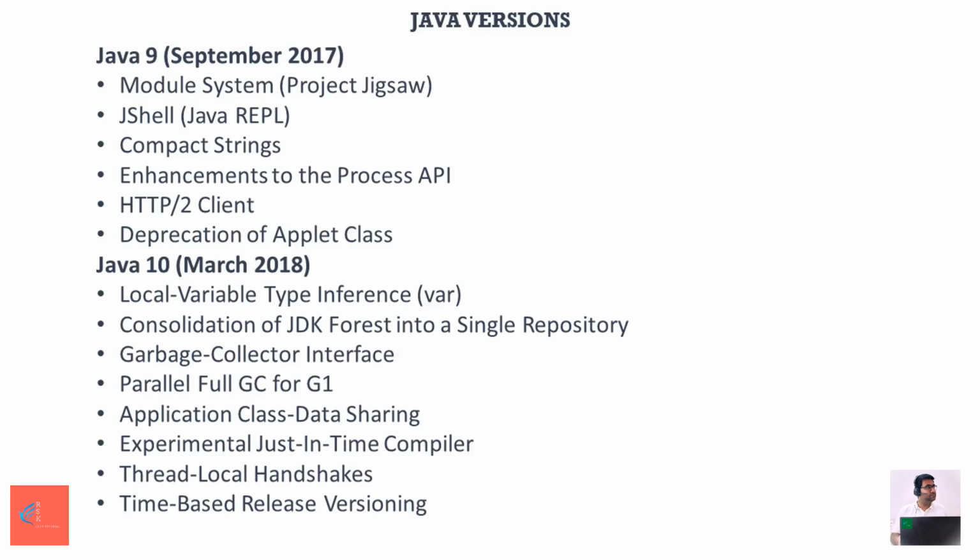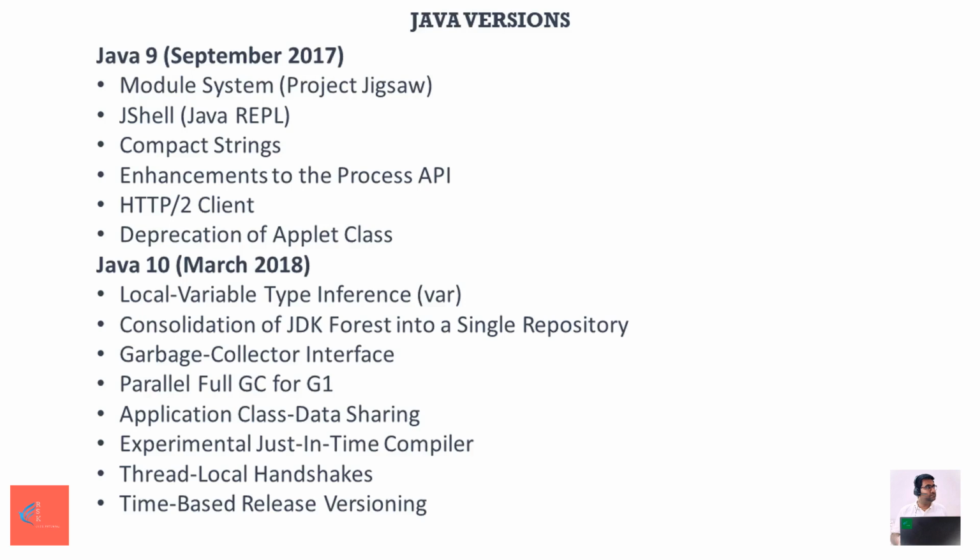Java 10 introduced parallel full GC for G1. G1 was first garbage collector. It was enhanced with a parallelized full garbage collection algorithm. In Java 10, application class data sharing improved the AppCDS feature for more efficient application startup. Java 10 introduced the Graal JIT compiler, which is an experimental just-in-time compiler. It also introduced thread local handshakes, a mechanism for improving the performance of thread local storage operations.